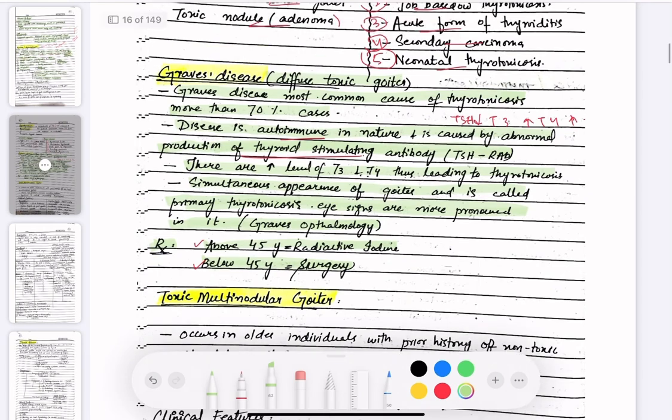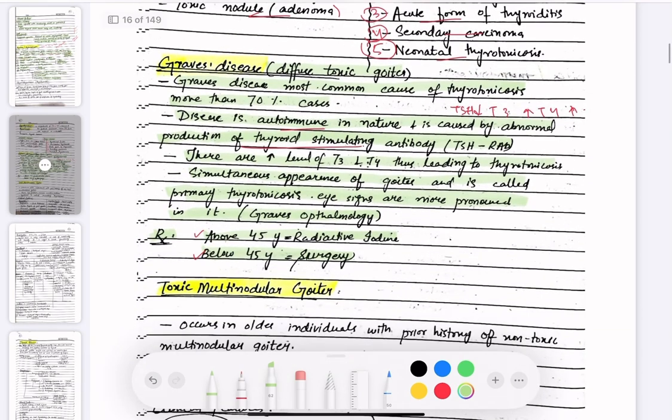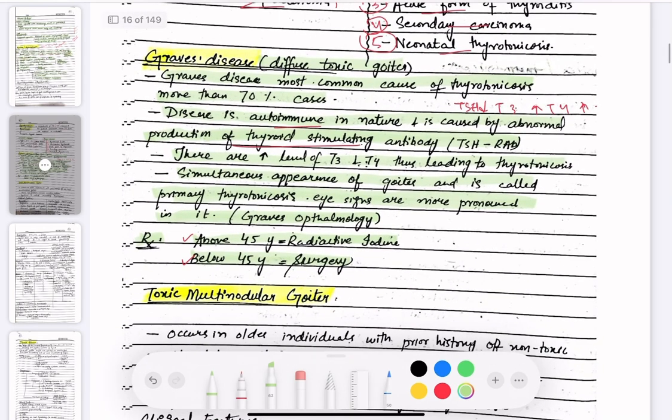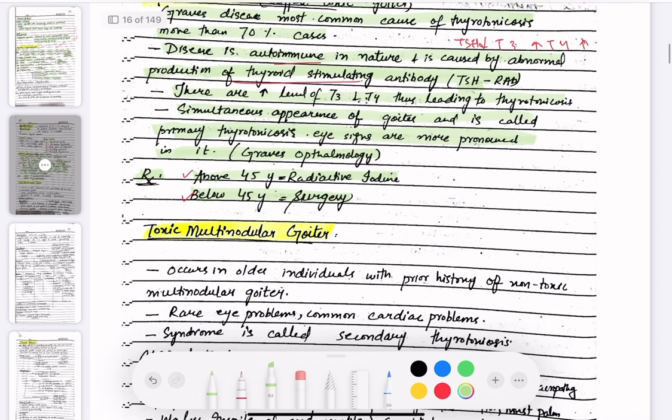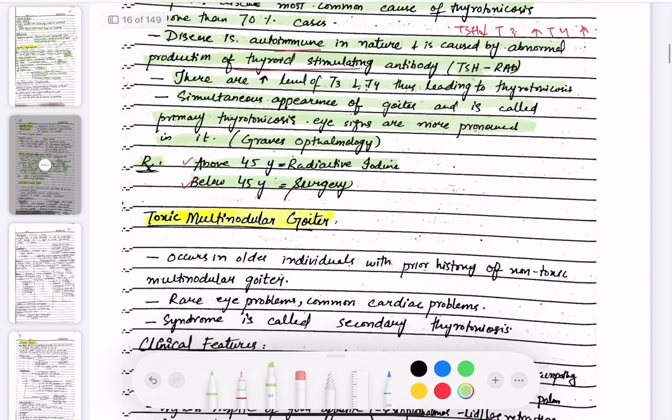So this is Graves' disease. It is the most common cause of thyrotoxicosis, accounting for more than 70% of cases. The disease is autoimmune in nature and is caused by abnormal production of thyroid stimulating hormone. There are increased levels of T3 and T4, leading to thyrotoxicosis with simultaneous appearance of goiter, and this is called primary thyrotoxicosis. For treatment, above 45 years of age, radioactive iodine is given, and below 45 years of age, surgery is done.